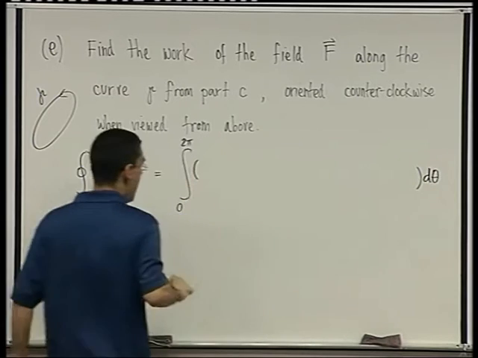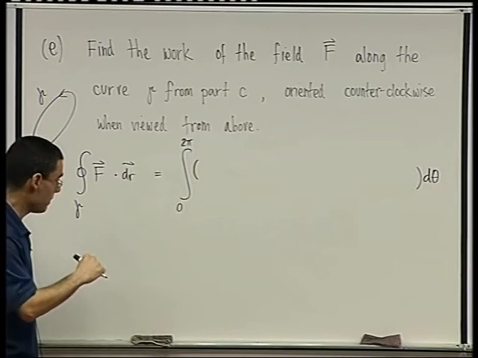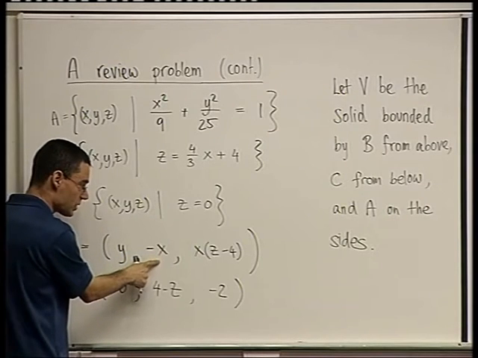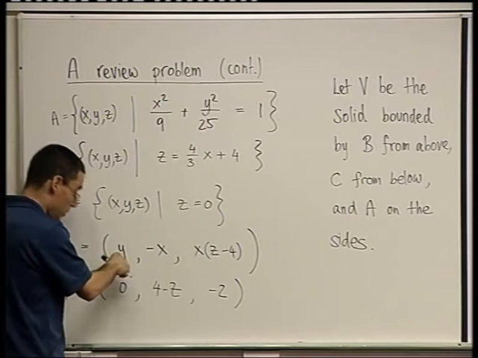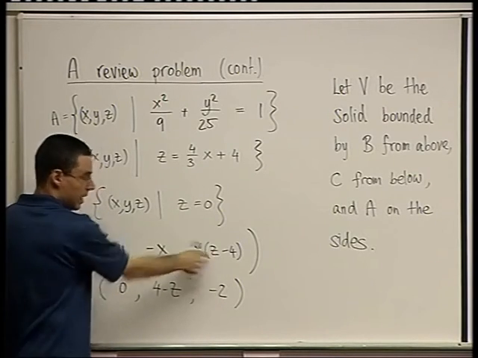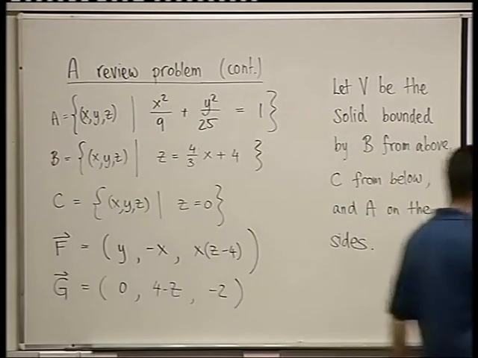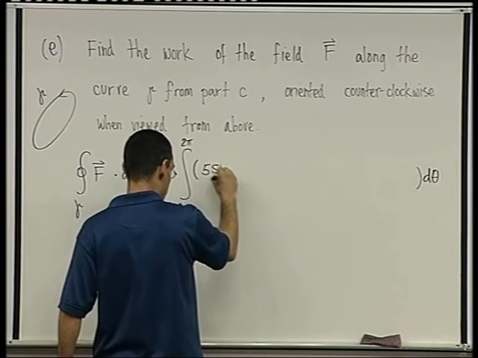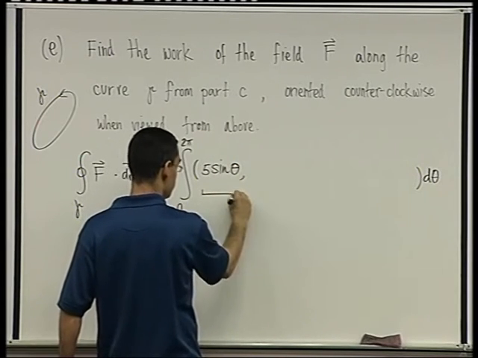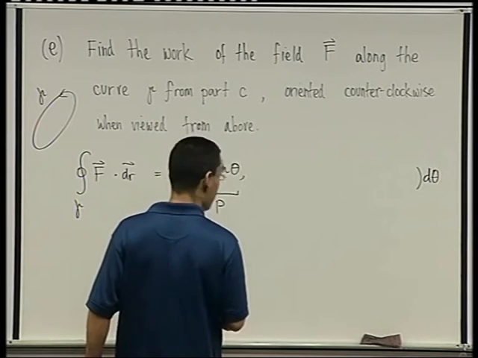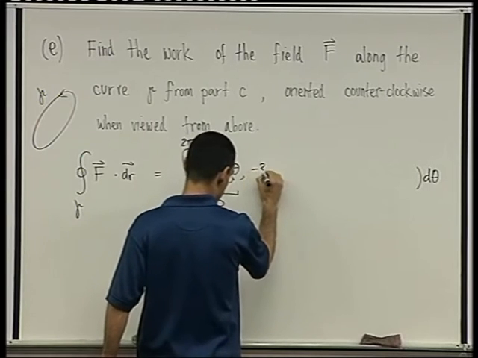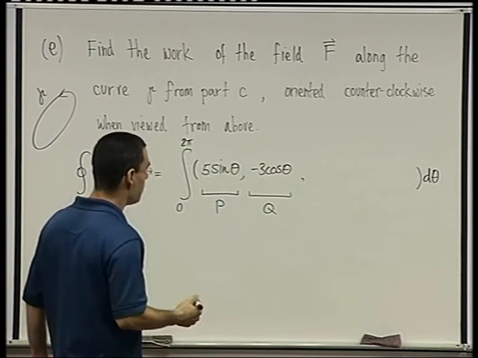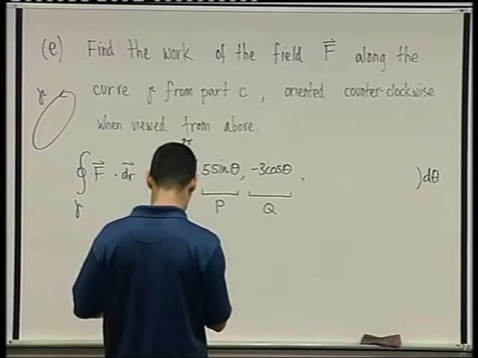And now I need F calculated on the parametrization. So let's recall what F was. F was, over here, y, minus x, x times z minus 4. Okay? So I'm going to plug in the parametrization of y, of x, and of z. So the first component of F, the p component, was y. y was 5 sine theta on the parametrization. 5 sine theta. This is p. Then I have the q component of F, which was minus x. On the parametrization, it's minus 3 cosine theta. This is q.